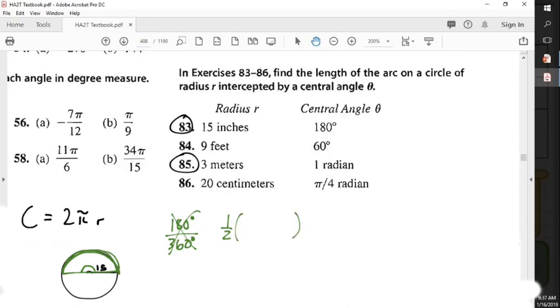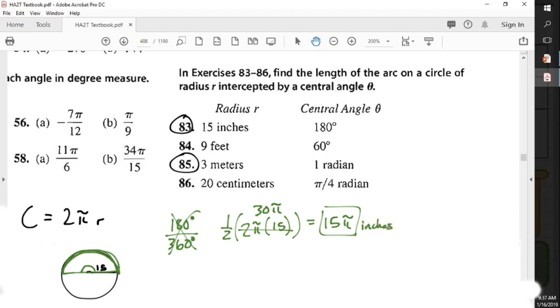And how do we find the total arc length? We find the circumference. We go 2 pi r. So we go 2 times pi times, what's my r? 15 inches. All right, so that would be 30 pi. And what is half of 30? That's your arc length. Don't forget your label. Gotta put inches on this guy.